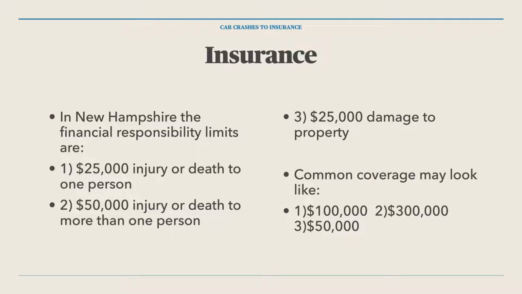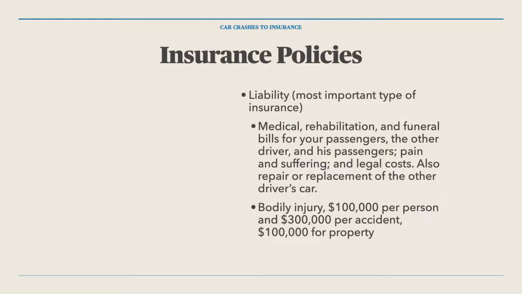If you look at what I have to the right, it says the common coverage may look like, if you were to put that 100,000 where the 25,000 for injury or death to one person is, that's more reasonable. If you total somebody's vehicle and it's worth $40,000, okay, you're going to want to make sure under number 3 that you've got 50,000 rather than 25,000 for property damage. So you can change these numbers. I'm just saying a common policy is going to look like 100,000, 300, and then 50. But you can always change.